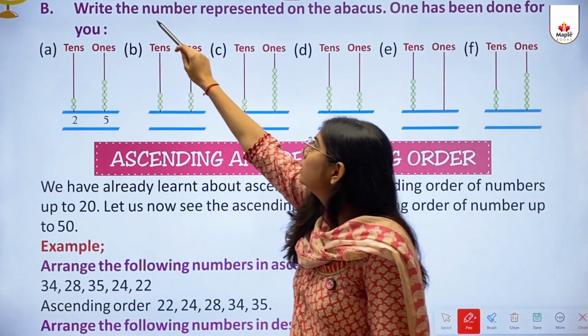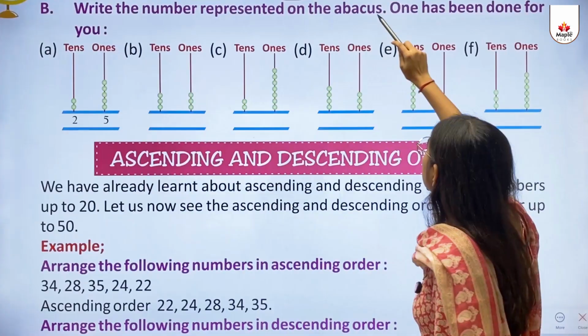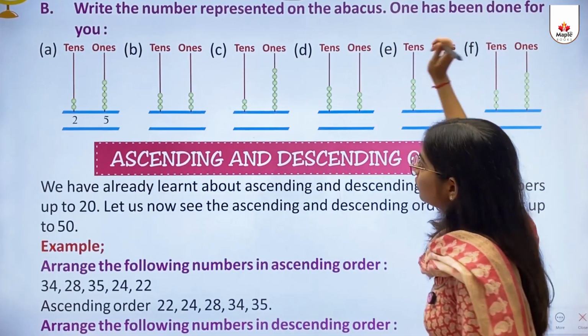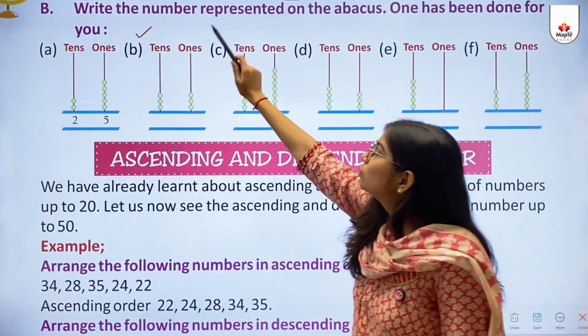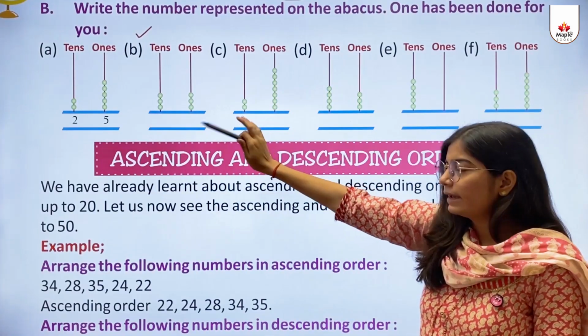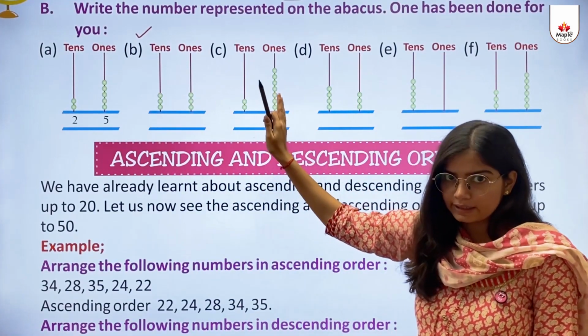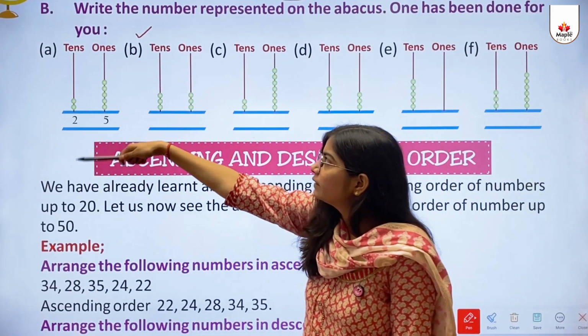Then we write the number represented on the abacus. One has been done for you. Okay, one is already given.